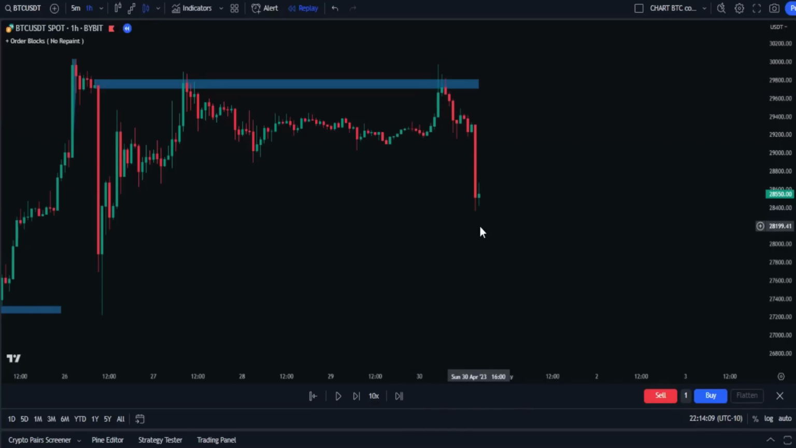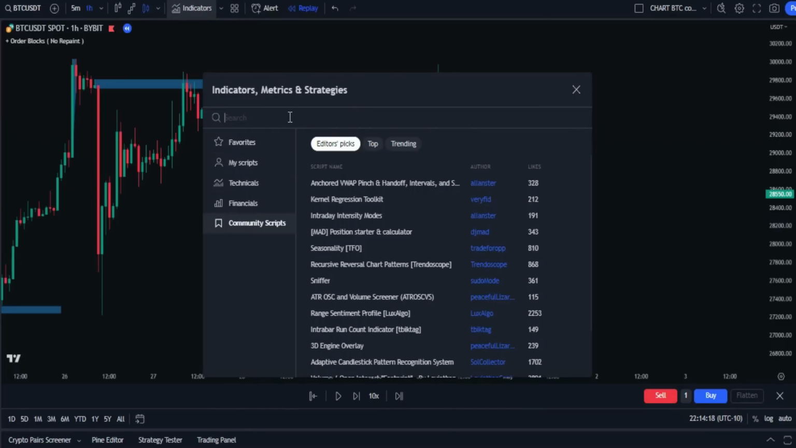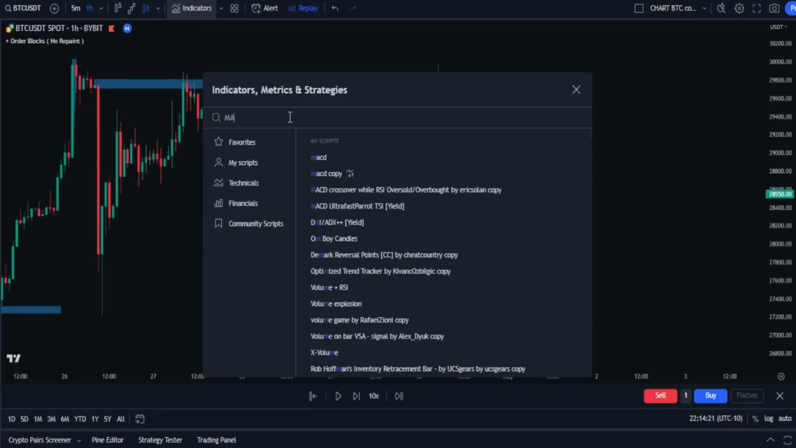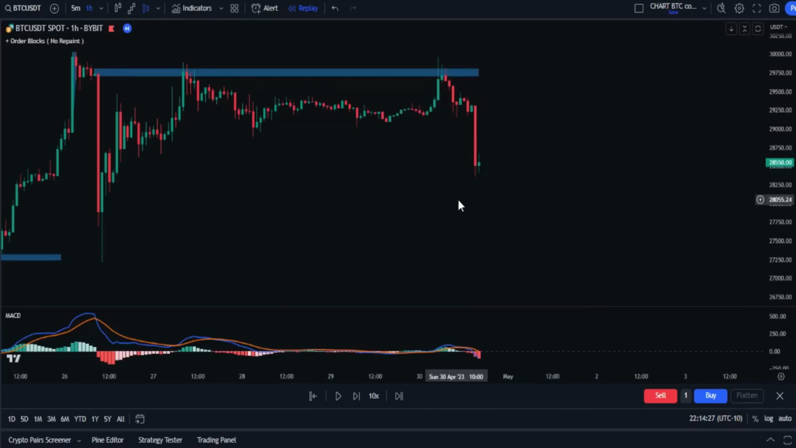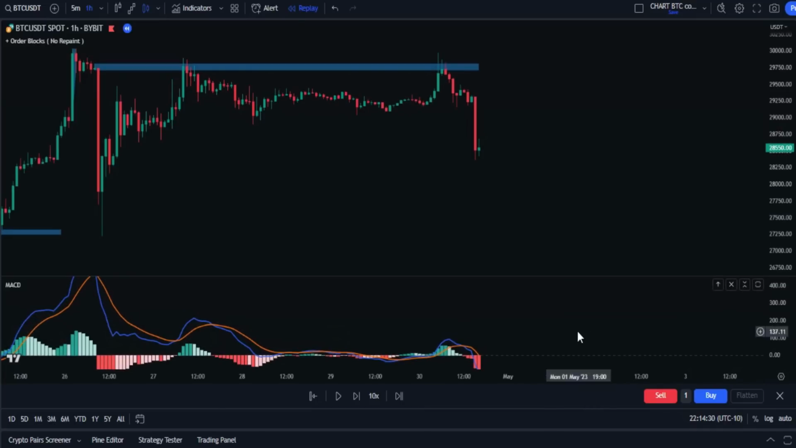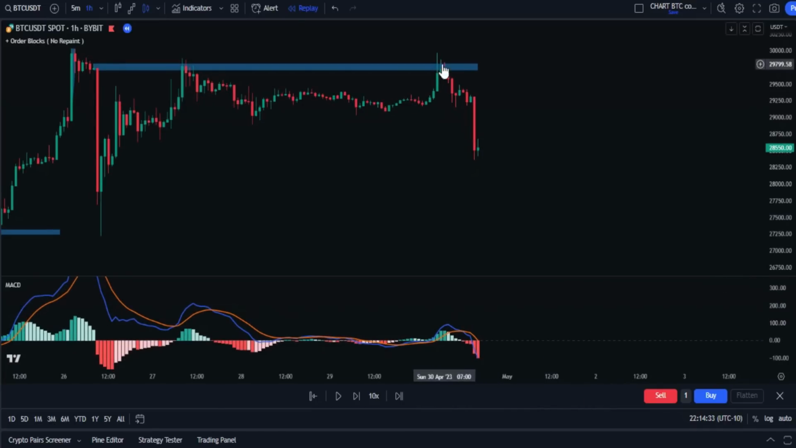But how can we be sure of such signals, as this area may be breached upwards? To confirm the signals, there are several ways, and for example, we can use the simple MACD indicator. As we can see here at this candle, the retracement occurred from the order block area. Then, at this candle, a confirmation signal appeared from the MACD indicator. So from here and comfortably, we can enter into a short position.